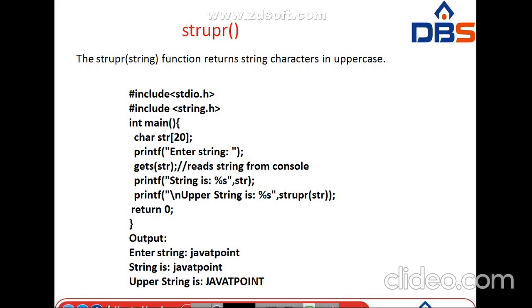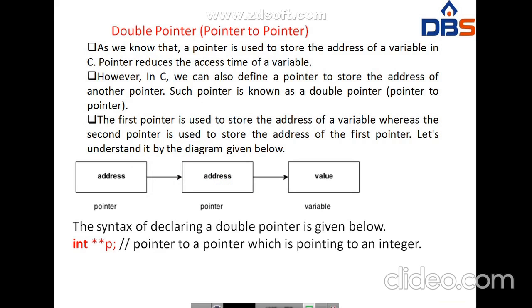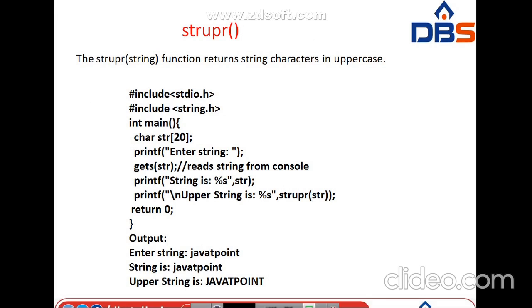Okay. See if you see the output, our string is Java point. Again the original string is the same. The upper string is, see here all are in capital letters. Why? Because I have entered the string with all small characters. So the upper string is all the characters converted into uppercase. Okay, so it is string upper.